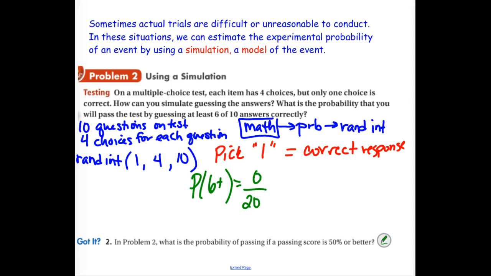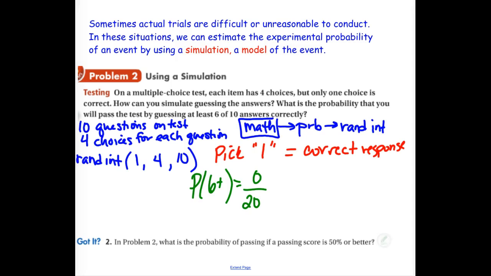Does that mean that my probability of getting 6 or more right is 0? It means that based on my simulation, in the 20 trials I did, none of them worked. What if I did 200 trials? Am I likely to get a few that might be 6 or more? Yes. Okay. For our cases, 20 trials will be plenty. We'll base our answer off of that data.